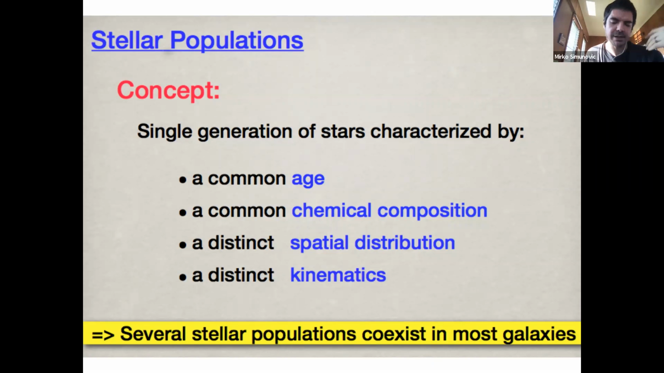And of course, in our galaxy, you have hundreds of these stellar populations. So you have several stellar populations coexisting in a single galaxy. For example, in the Milky Way, you have something like 150, close to 200 globular clusters, and many, many more open clusters.